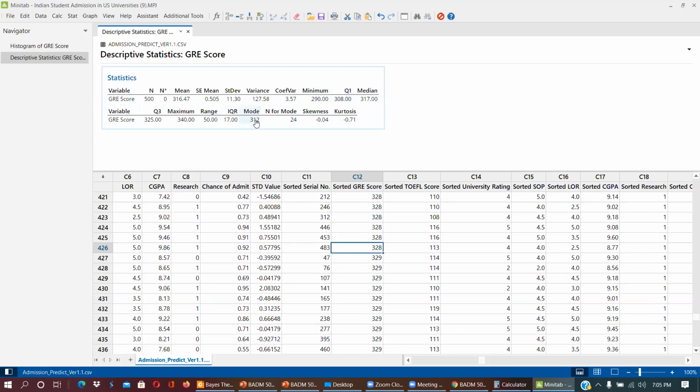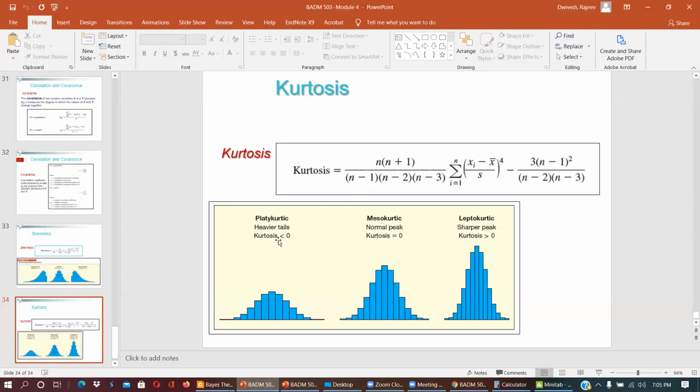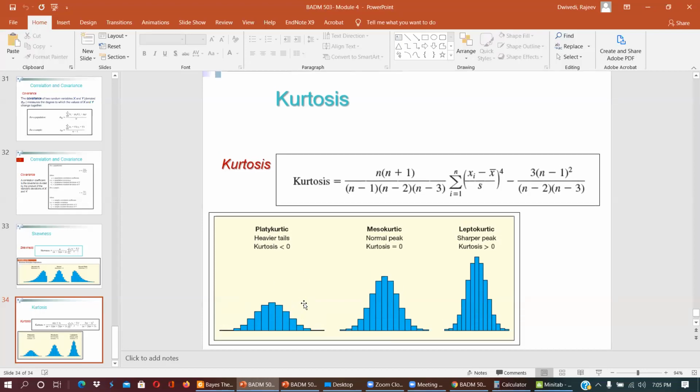What is the mode? 312. That means 312 is coming 24 times. Now here you can see skewness is minus 0.04 and kurtosis is minus 0.71. What can you understand from this? Kurtosis is less than 0. This is platykurtic, meaning heavier tails are there. So from the kurtosis, you can understand this kind of shape is there.